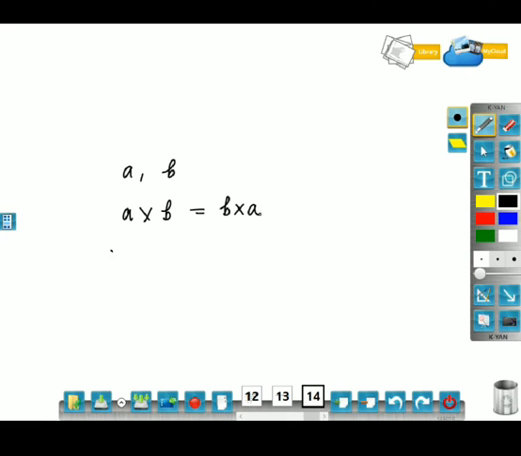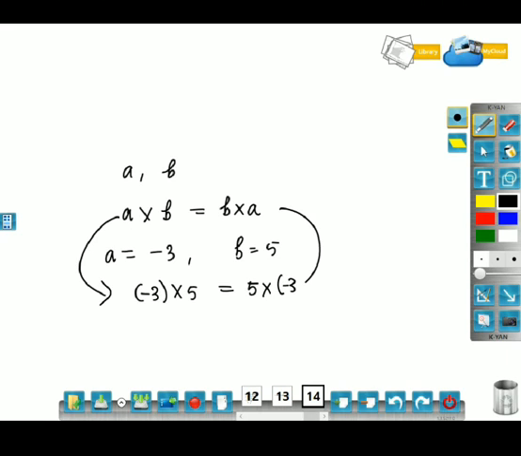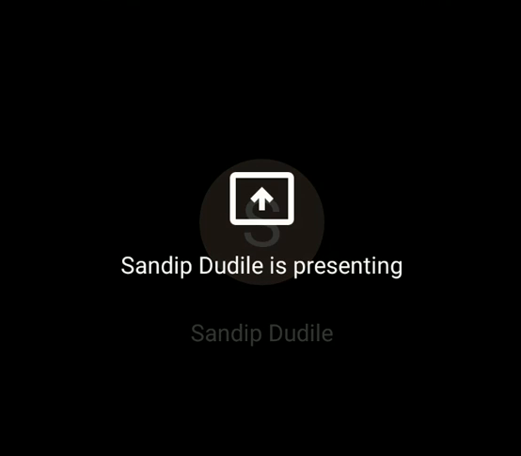Take some values: a is equal to minus 3 and b is equal to 5. According to this, a into b is minus 3 into 5, and is it equal to b into a, that is 5 into minus 3? Minus 3 into 5 gives minus 15, and 5 into minus 3 also gives minus 15. Are they equal? Yes, obviously they are equal.